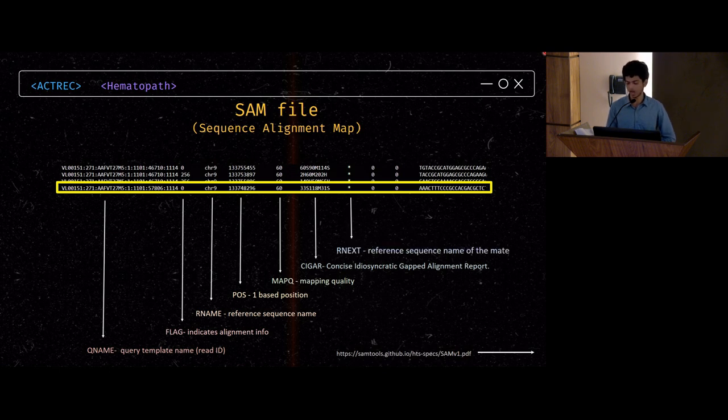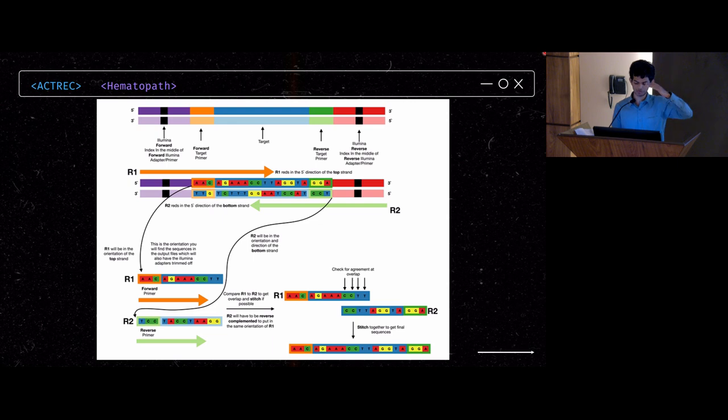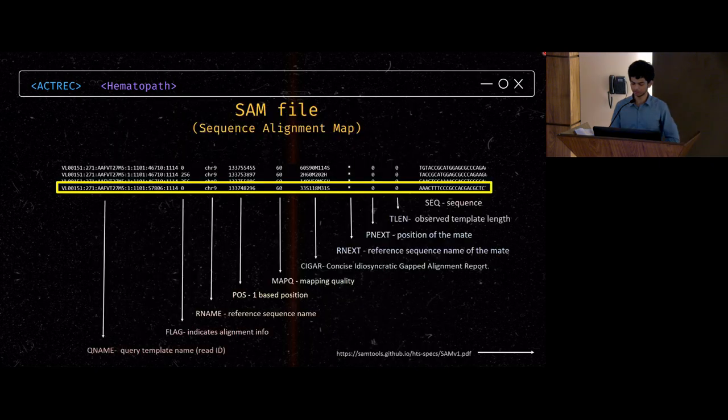Then the next is RNEXT. It's the reference sequence name of the mate. Like if this is R1, then its mate will be R2. RNEXT will tell you where R2 is aligned, but here it's not given. PNEXT is the position of the mate. Here it's not mentioned because this is actually a pair-assembled file. We assembled R1 and R2 together, and that's why the aligner thinks it's single end, so it's not giving us the info of the paired ends.